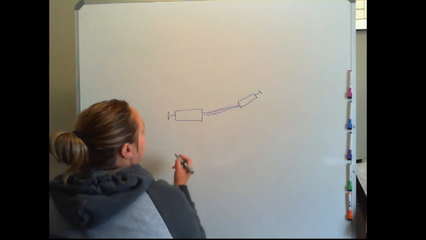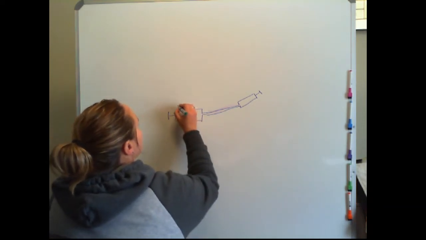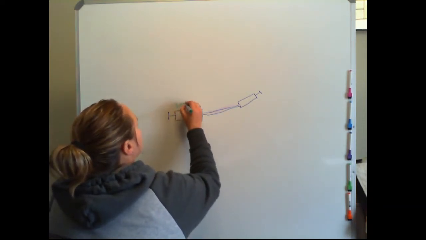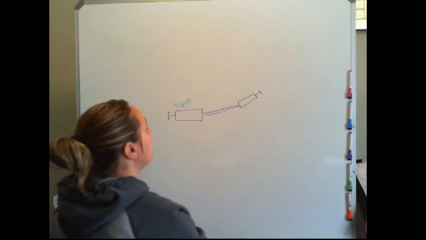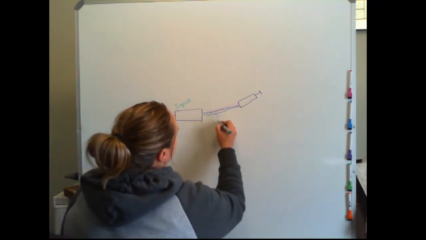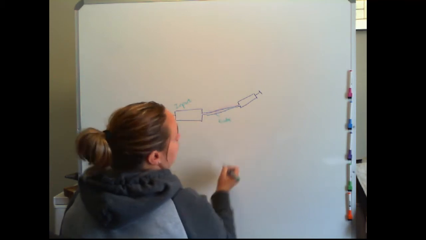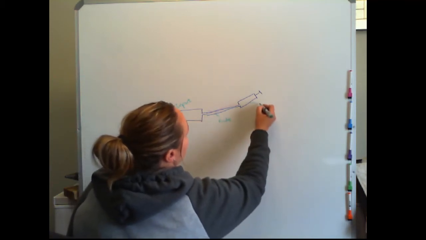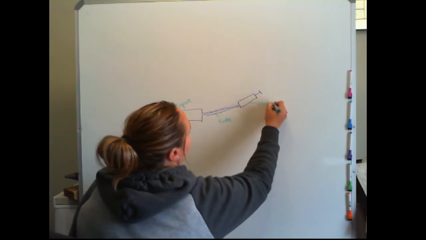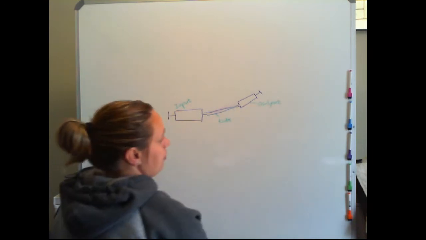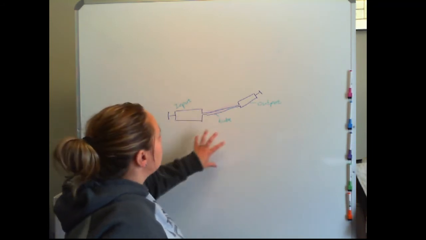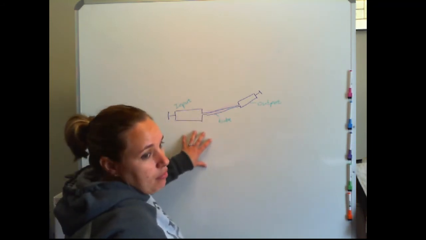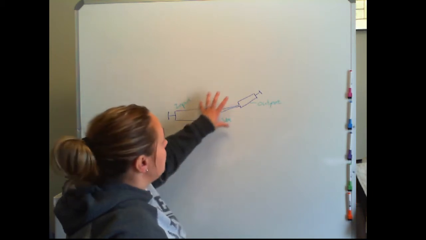Okay, I want you to label them. So this is the input. I don't know whether you can see this clearly. Okay, the tube. And then this one is your output. Okay, right. So when they ask you to draw a simple system and label them, this is what you do.